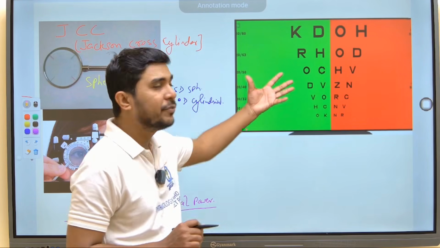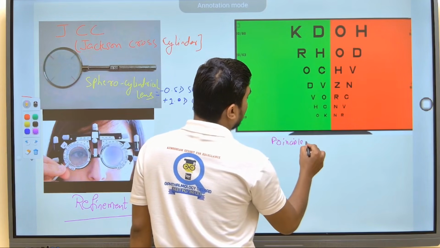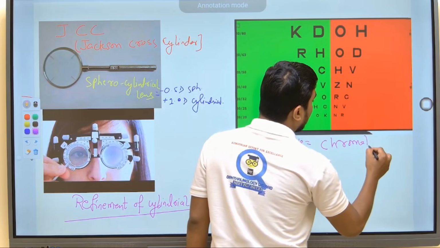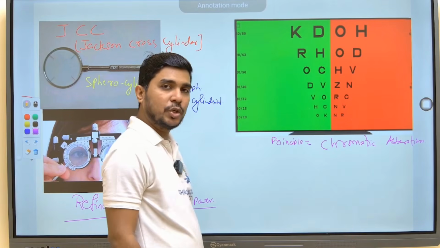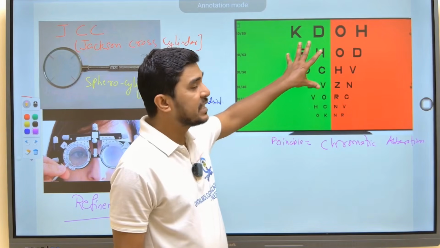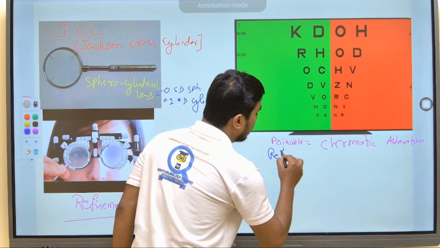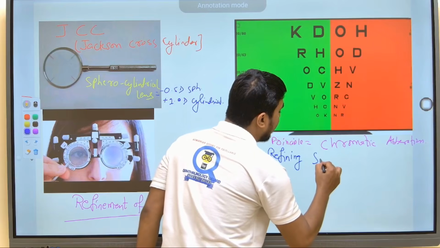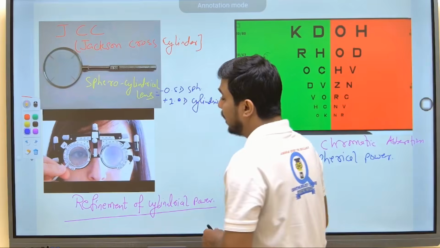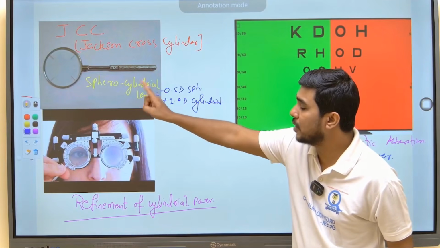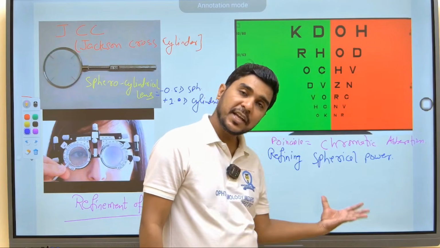The principle of this is chromatic aberration. What is the principle? Chromatic aberration. Understood? Now, this red-green chart is used for refining spherical power. Understood? This Jackson cross cylinder is for refining cylindrical power. This red-green chart is used for refining spherical power.